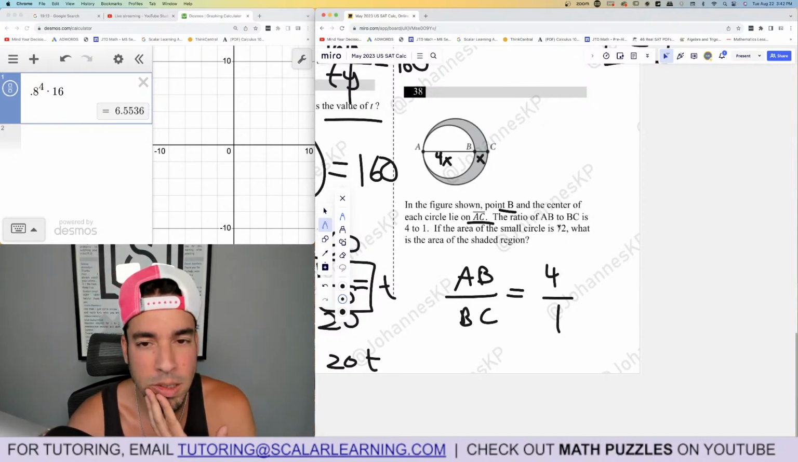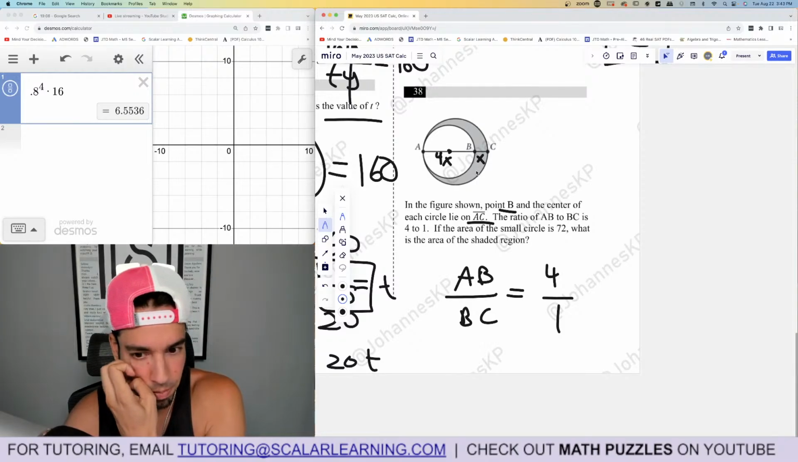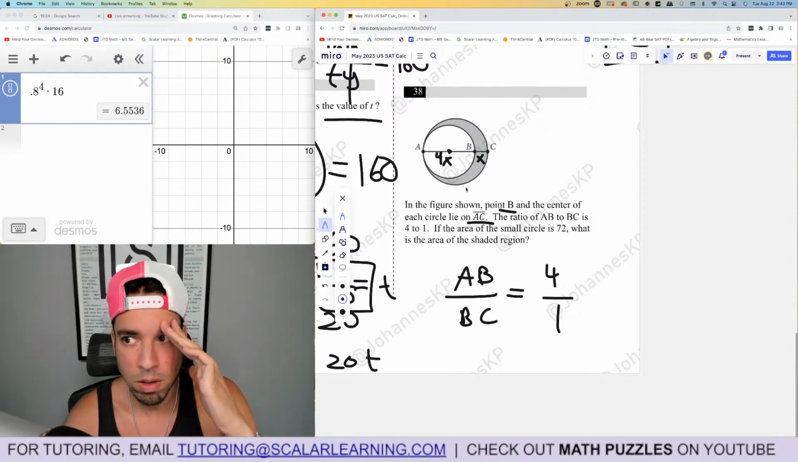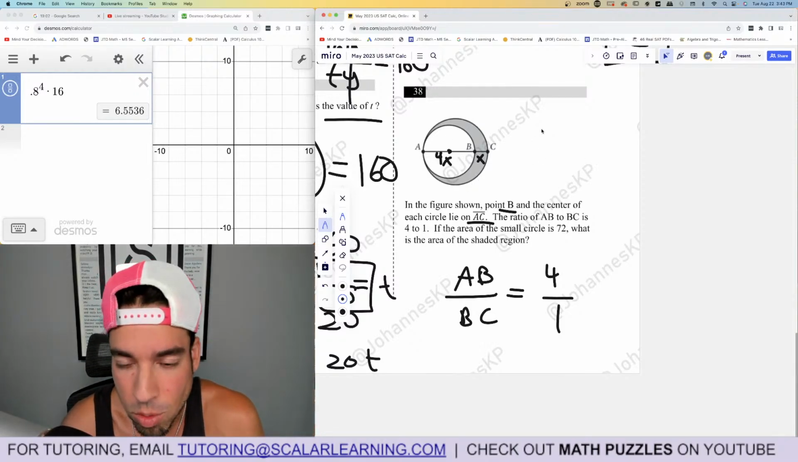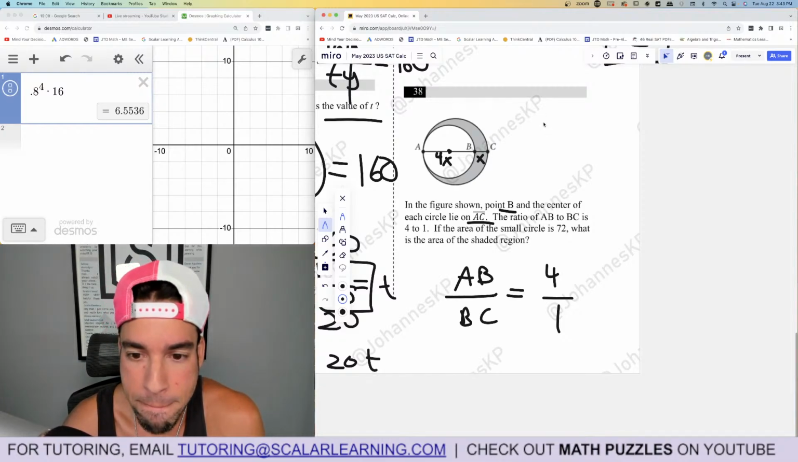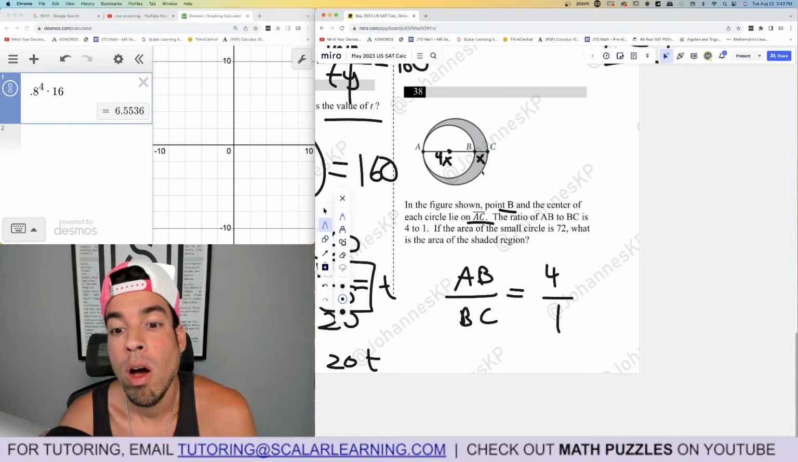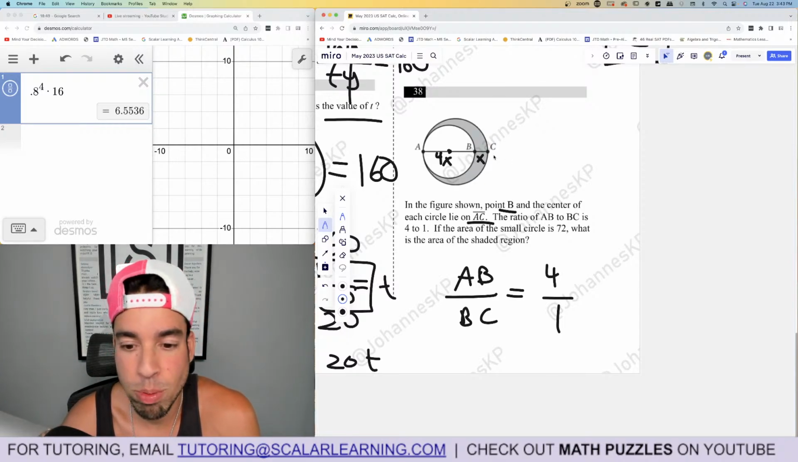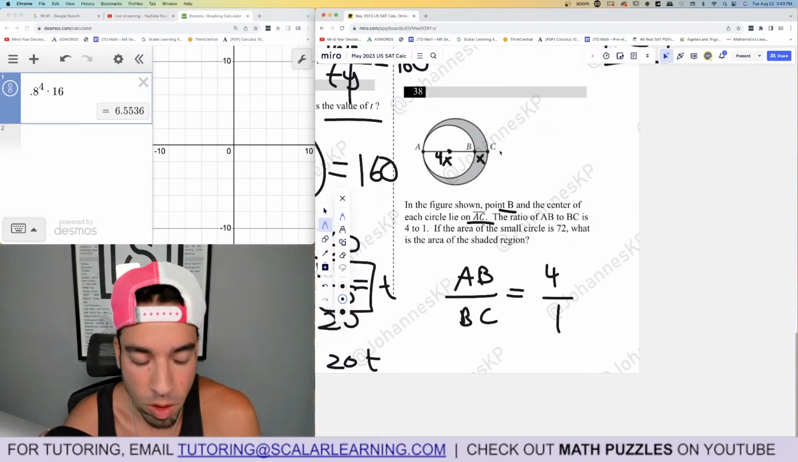Okay, let me think about this for a second. So that means the radius of this is 2x. Hold on. I've got so much time, so I'm going to chill on this one. 2x. Oh. And then the radius of the big dog is 2.5x.